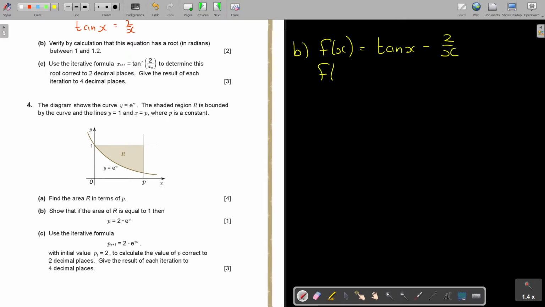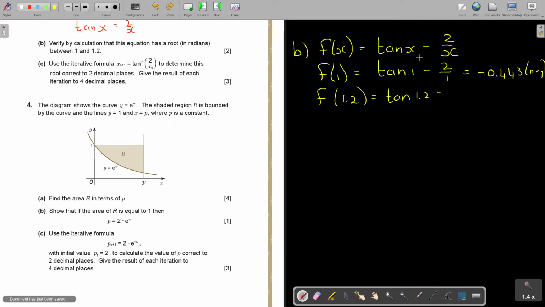Then I'm going to substitute 1. So it's going to be tan 1 minus 2 over 1, and if I press it on my calculator, I get negative 0.443. Just take note, it's a negative value. Then I substitute 1.2, exactly the same. So it's tan 1.2, let's just subtract, always look at the original, otherwise you can make mistakes, 2 divided by 1.2, and if I press that on my calculator, I get 0.905, and take note, that is positive.